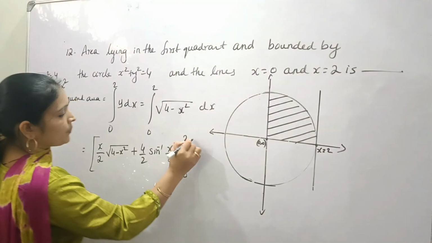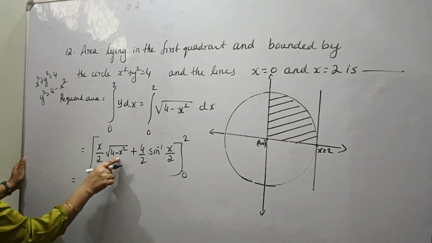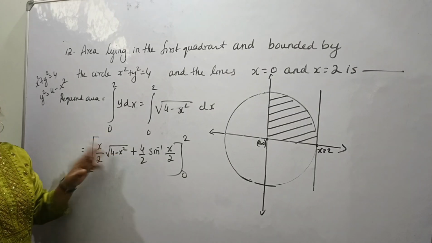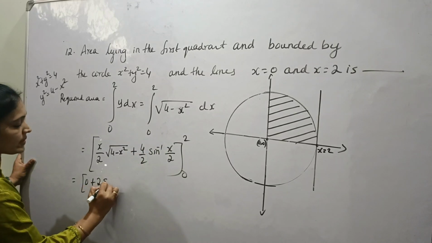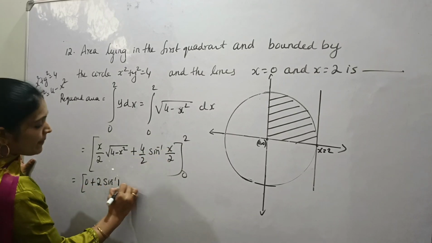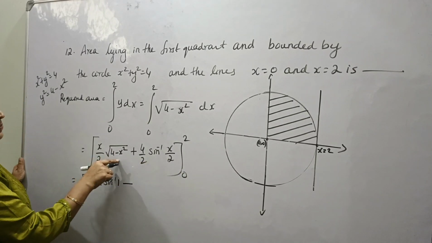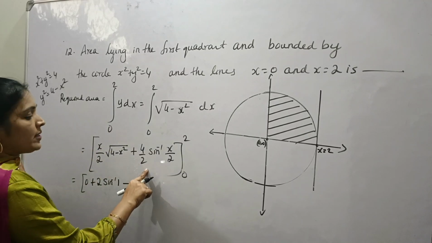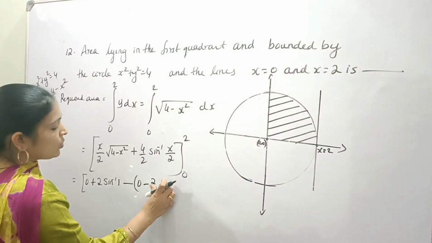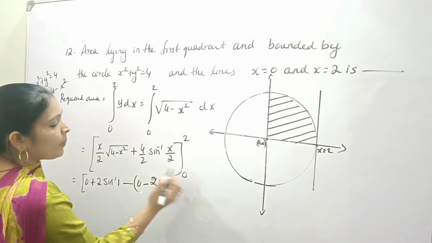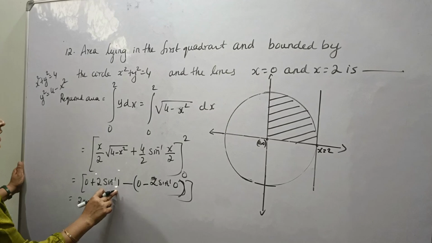Limits 0 to 2. That is, substitute x is equal to 2. That is the upper limit. So 2 by 2, 1. When we substitute x is equal to 2, the first term will be 0. So 0 plus 4 by 2 is 2 sine inverse 2 by 2, 1, minus, next we have to substitute the lower limit, that is 0. When we substitute x is equal to 0, the first term will be 0, and the second term is 2 sine inverse 0 by 2, that is 0. That is equal to 2 into sine inverse 1.